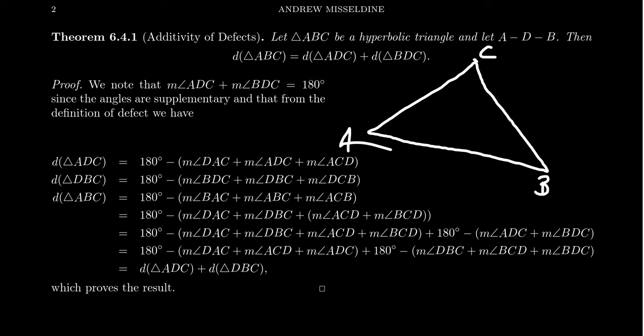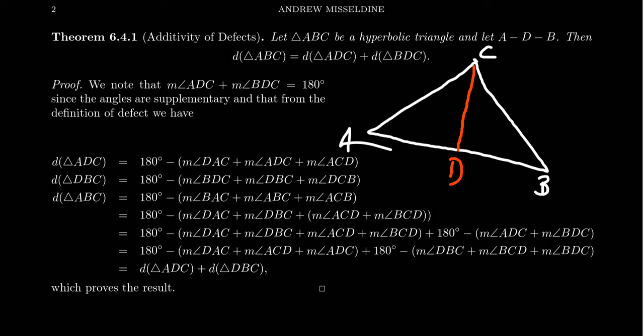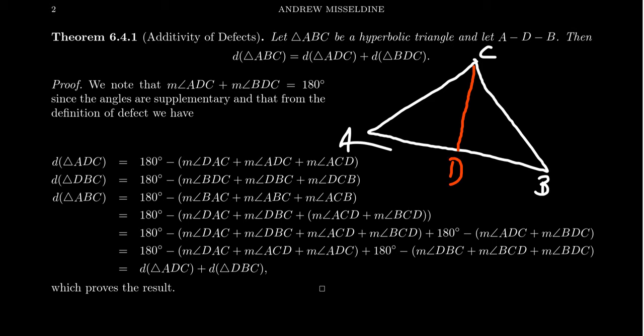Anyways, if we have a triangle ABC and we pick a point D that lives between A and B, this naturally dissects the triangle into two pieces. There's the ADC triangle right here and the BDC triangle right there. As these are two triangles in their own right, the two smaller triangles have defects, and so does the larger triangle. When it comes to the defect, we have what's called additivity of defects. That is, the defect of the large triangle is the sum of the two smaller defects. Let's talk about why this is.